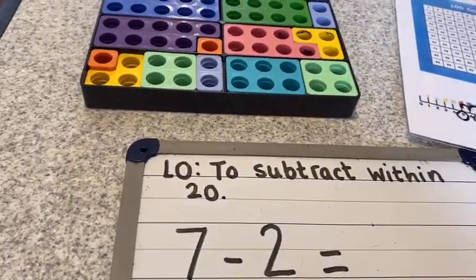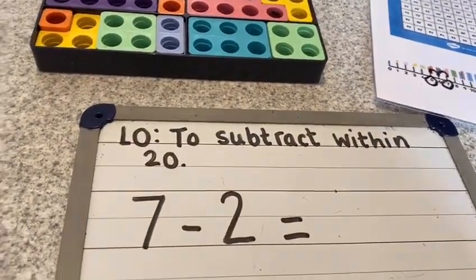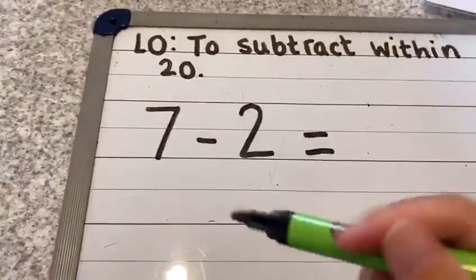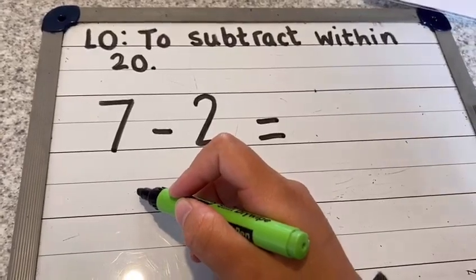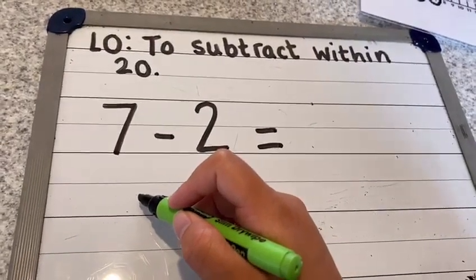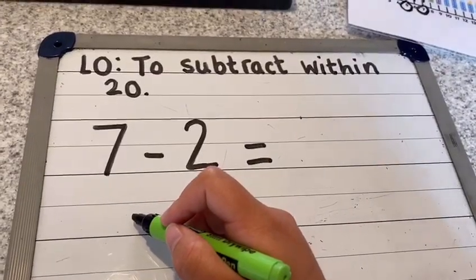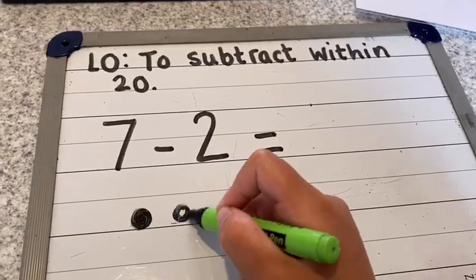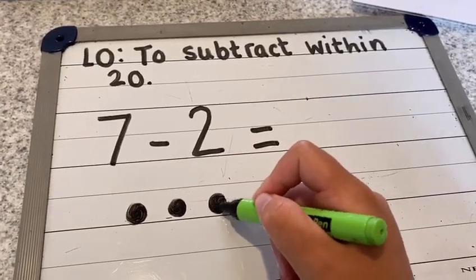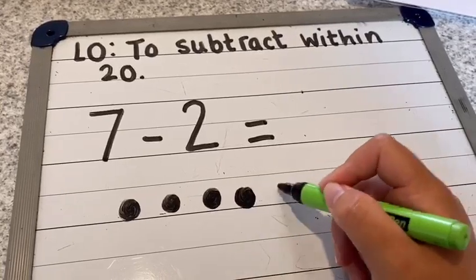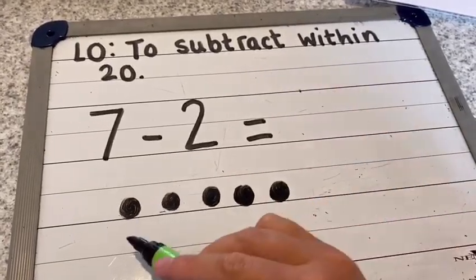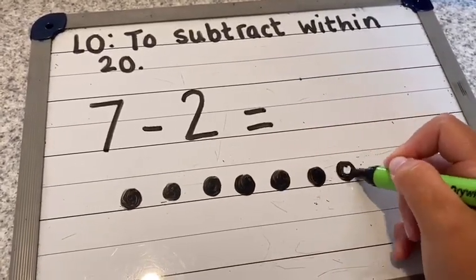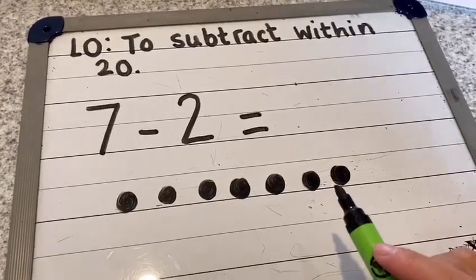Now we're very lucky at school to have lots of Numicon, but I know it's something that we don't really have at home, but that's okay, because I've got another method to show you, and all you need for this one is a pen, a whiteboard or a piece of paper and a pencil. So 7 subtract 2, I'm going to draw 7 little circles. You can draw whatever you want, but I'm sticking with circles because I'm not very good at drawing. So 1, 2, 3, 4, 5, 6, 7. So I've drawn my 7 circles.